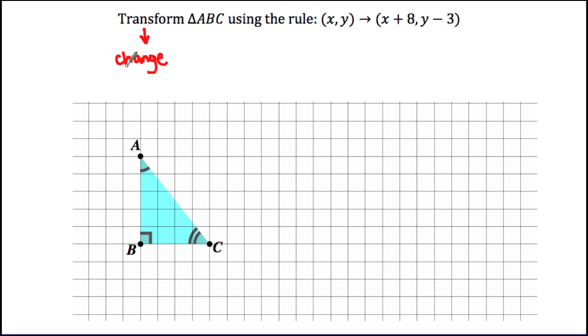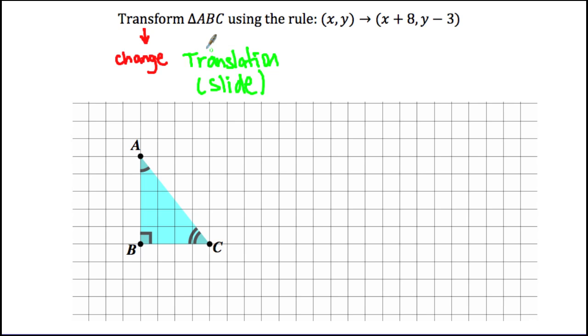And so what we're going to look at are three different ways that we can change the position of geometric shapes by following some rules. Now, the first type of transformation we're going to look at is called a translation. A translation is also sometimes referred to as a slide, because really we're not changing the orientation of the shape at all. We're just changing its position by sliding it around on the page.